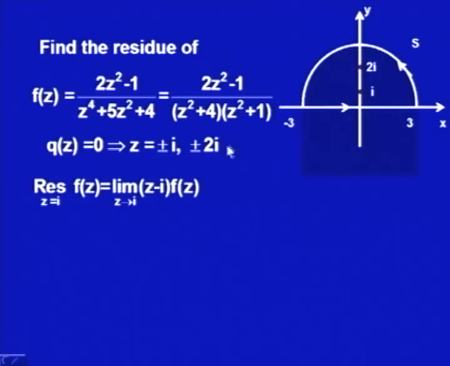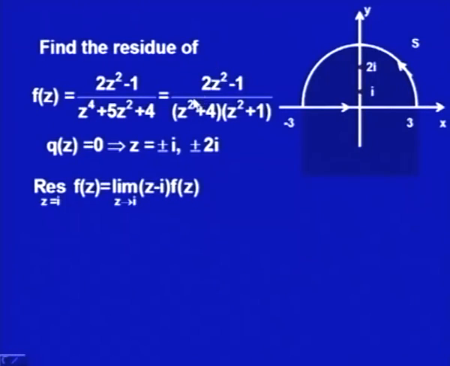So, using that formula, we have to find the residue at plus i and plus 2i. First, the residue at i: we would use the simple first formula for finding the residue, which says the residue at z equal to z naught of any function f z is the limit as z approaches z naught of z minus z naught times f z. Here my isolated singularity is at i. So the residue at z equal to i of f z would be the limit as z approaches i of z minus i times f z.